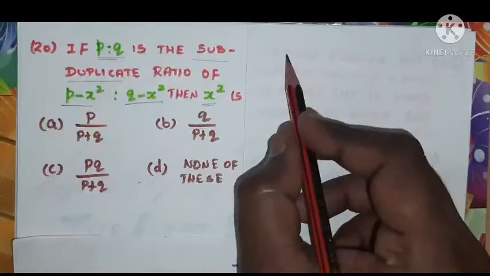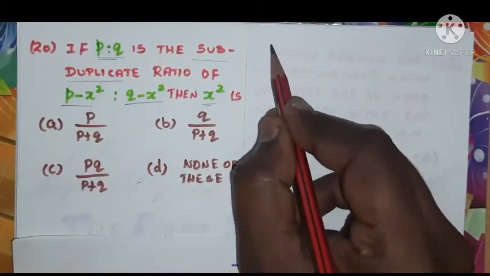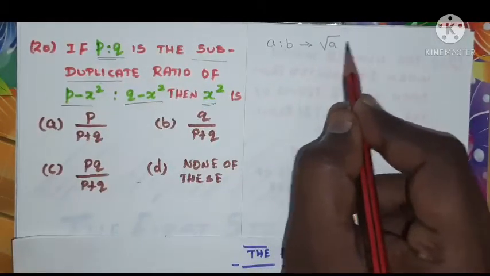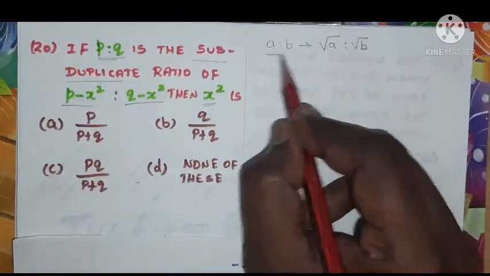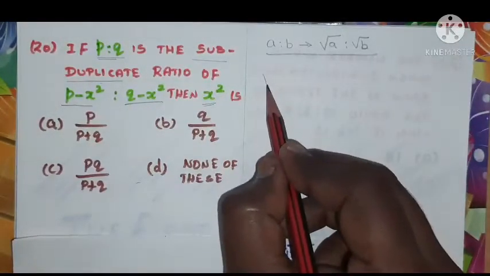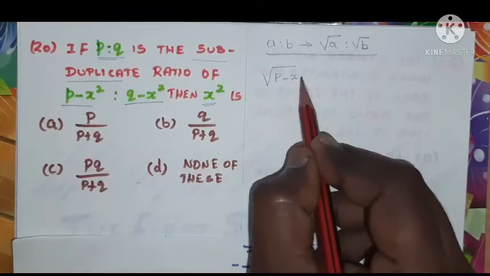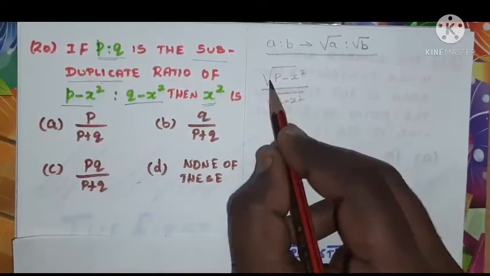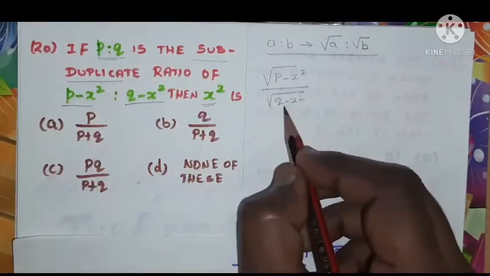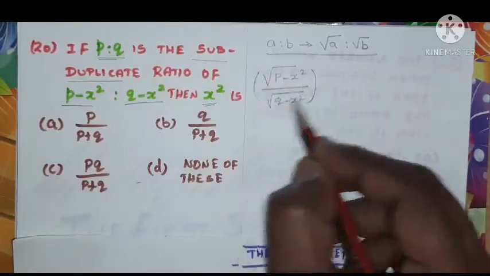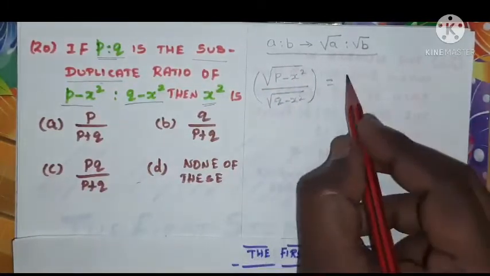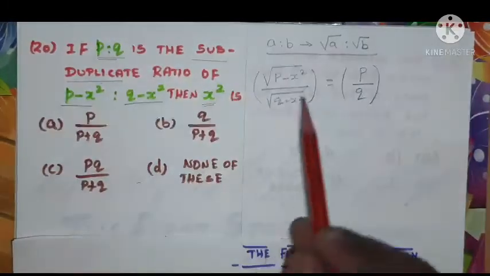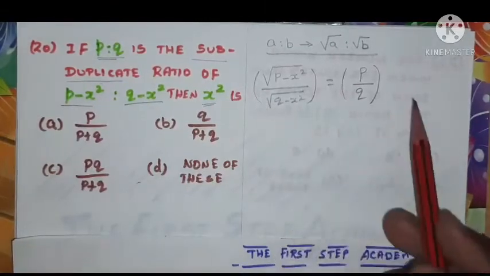Hence that can be represented as, we know that subduplicate ratio, right? The form is, if A is to B, then its subduplicate ratio is square root of A is to square root of B. So this we should remember. Hence square root of P minus x squared divided by square root of Q minus x squared is equal to P by Q. This is the question exactly says. This we obtained from the question.